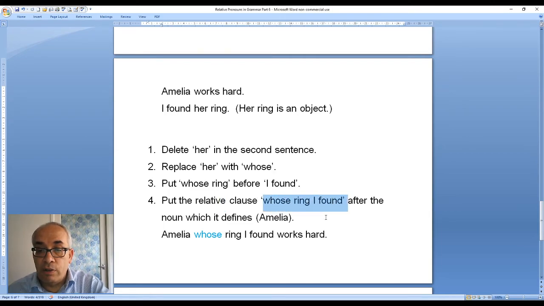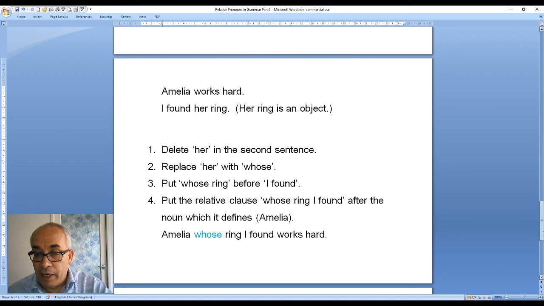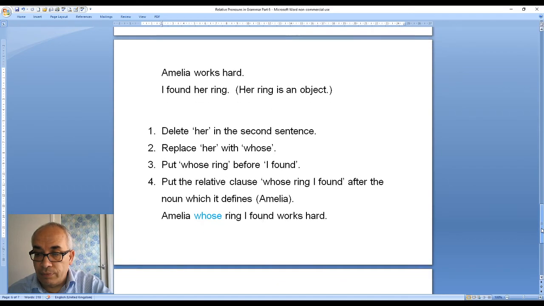This is the relative clause. I have to put it after Amelia. So this is the relative clause whose ring I found, and I put this clause after the noun it defines. Amelia, whose ring I found, works hard. This is the relative clause, and it gives more information about Amelia, and that is why I put whose ring I found after Amelia, which is a noun.